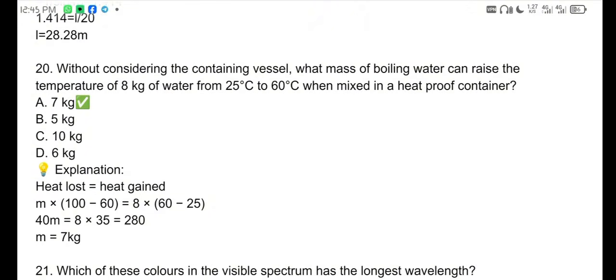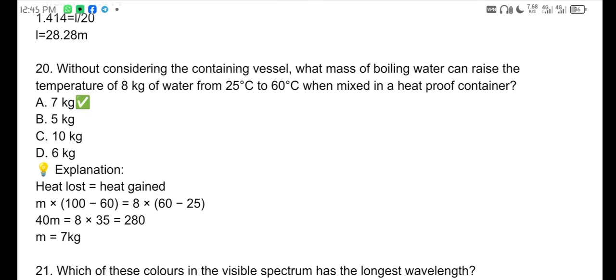Then heat gained will be mass times change in temperature. Now our change in temperature will be the temperature of the mixture minus the temperature of the body. Okay, so for our mass, we are looking for the mass of the boiling water.